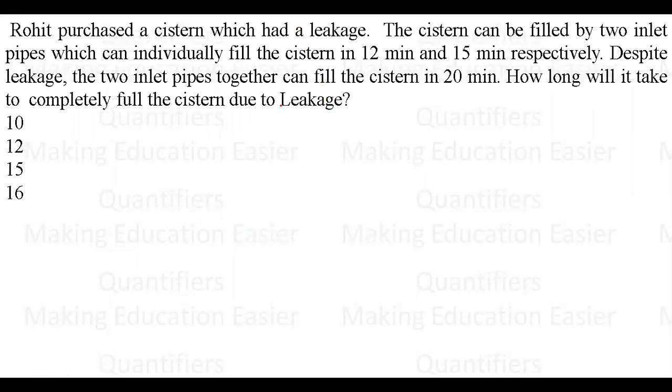Now this was one of the easiest questions, I would say. I hope all of you have read the question. Now there are two pipes which can individually fill the cistern in 12 minutes and 15 minutes. So I'm assuming the pipes as A and B. A takes 12 minutes, B takes 15 minutes, and now it is given that despite leakage, the two inlet pipes together can fill the cistern in 20 minutes. How long will it take?